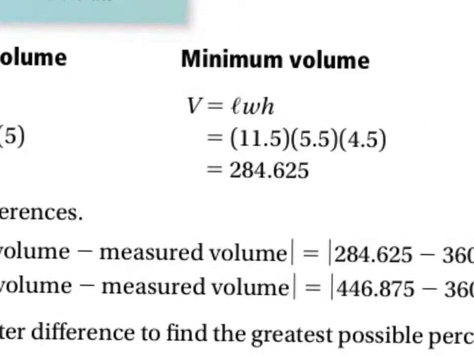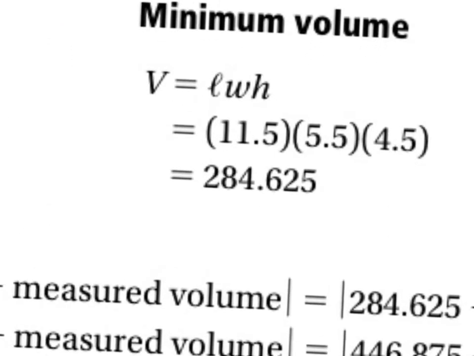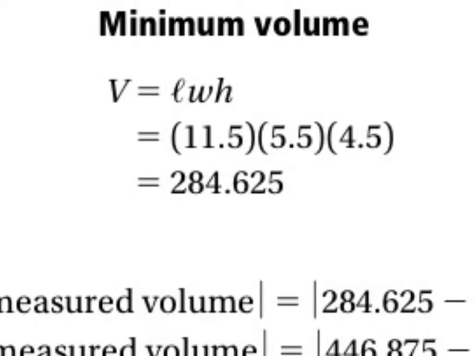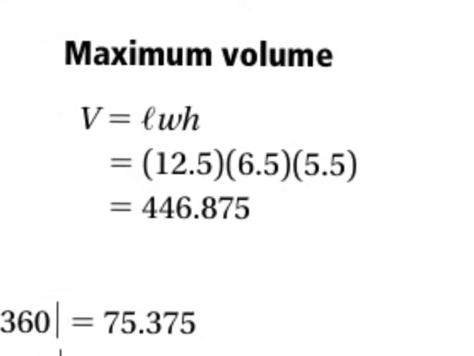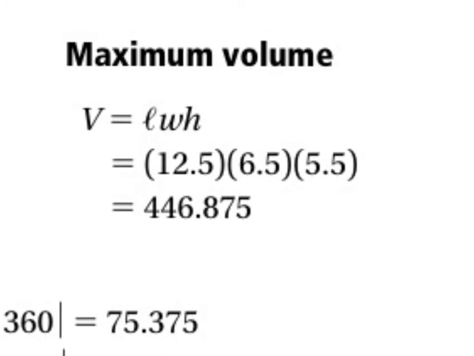If we look at the minimum these could be, if we're going by inches, we could have been off by a half inch on each of those measurements. So if we take off a half inch for each of those, volume would be 284.625, just taking off a half inch from the 12, the 6, and the 5. The other thing would be we might have underestimated. So if we add a half inch to all three of those measurements, multiply those, the maximum volume that it could actually have been is 446.875.